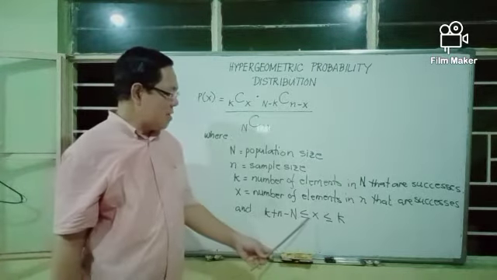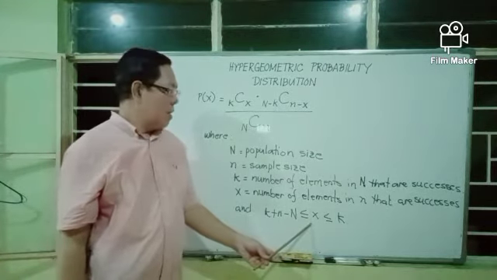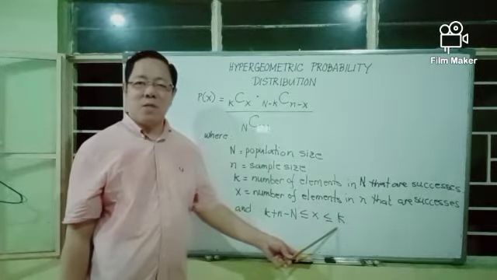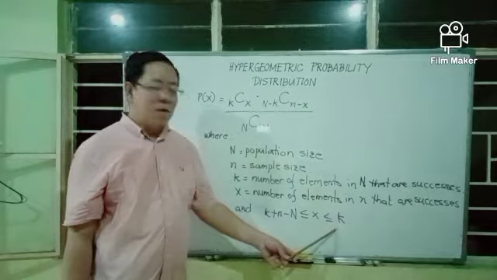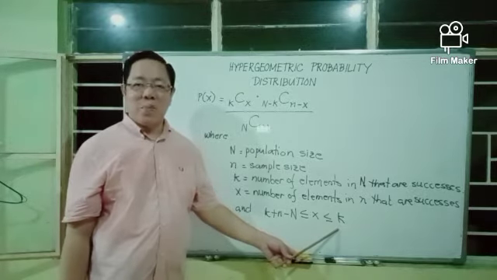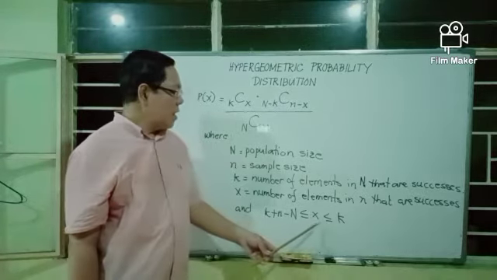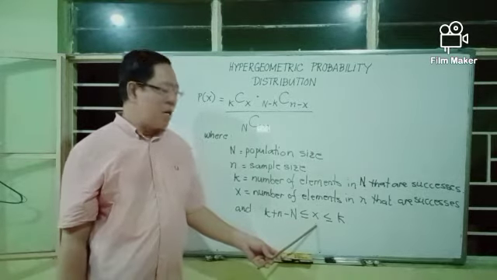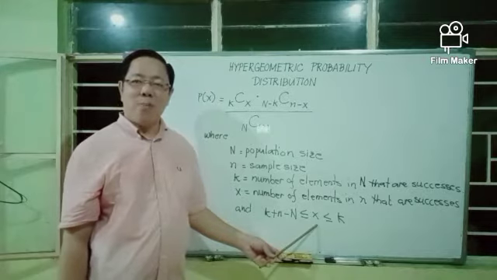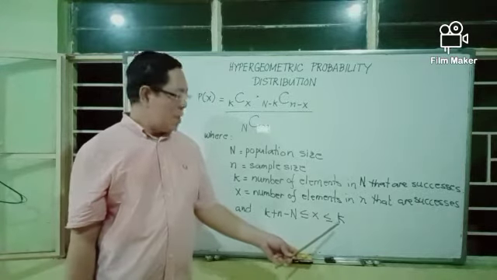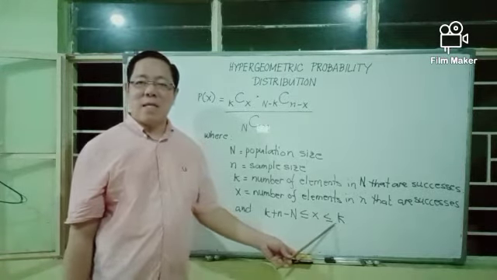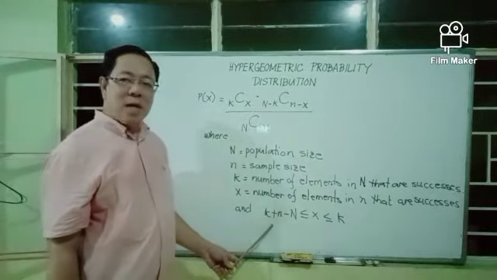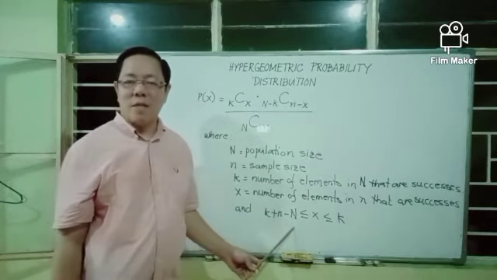The number of successes x in the sample is less than or equal to k, the number of successes in the population, because k represents the number of elements in the population that are successes, and the sample is only part of the population. Thus we expect the number of successes in the sample to be less than or equal to k, the number of successes in the population. But x is greater than or equal to k plus n minus N.